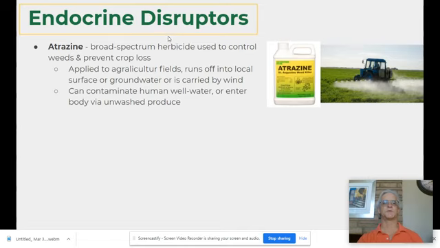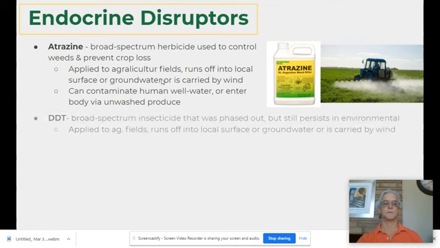Atrazine is a broad-spectrum herbicide used to control weeds and crop loss. It's applied to agricultural fields, runs into local water or groundwater, or is carried away in the wind. It can contaminate human well water or enter the body via unwashed produce, so make sure you wash your produce.